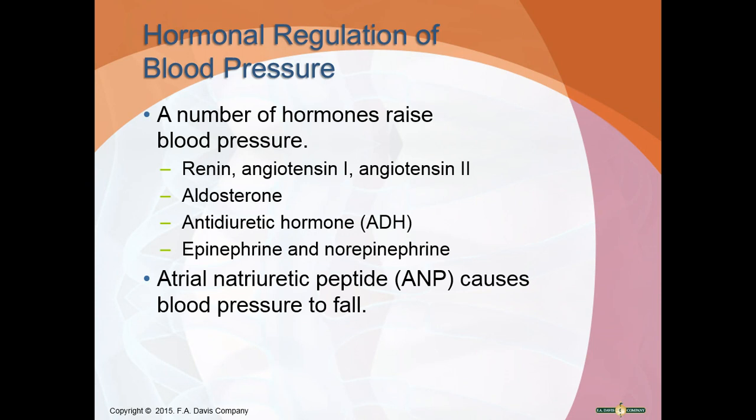Epinephrine and norepinephrine are secreted by the adrenal medulla when the body is under stress, and these hormones cause vasoconstriction. Epinephrine also increases heart rate and force of contraction. Now, ANP is different. It's released by the heart's atria when elevated blood pressure stretches the walls of the heart. So ANP causes vasodilation. It also stimulates the kidneys to excrete sodium. If the kidneys excrete sodium, water follows sodium, which reduces blood volume.